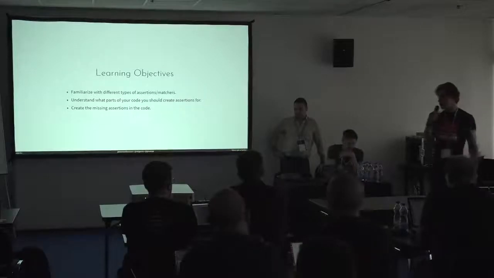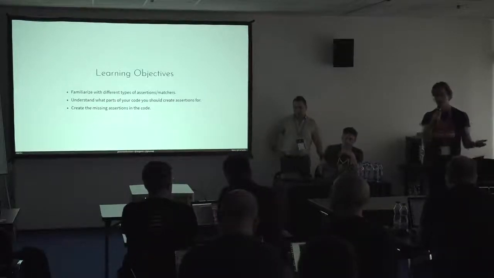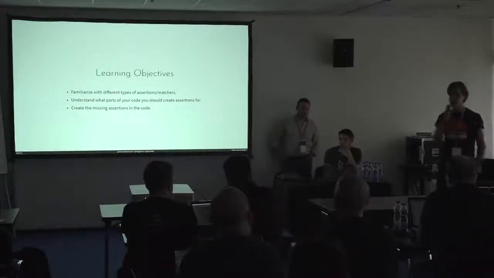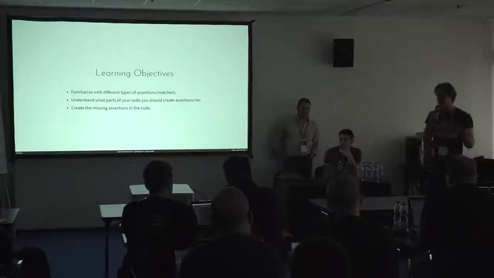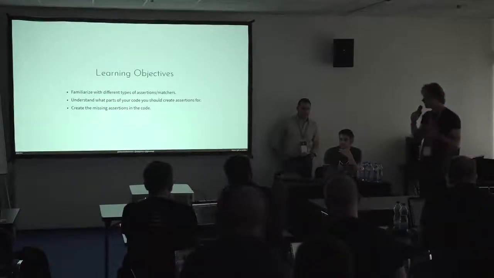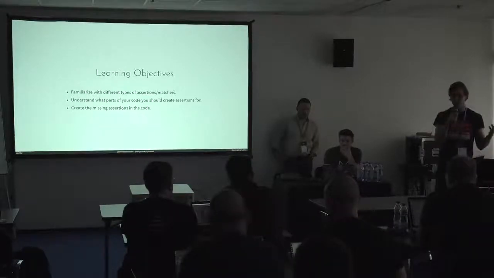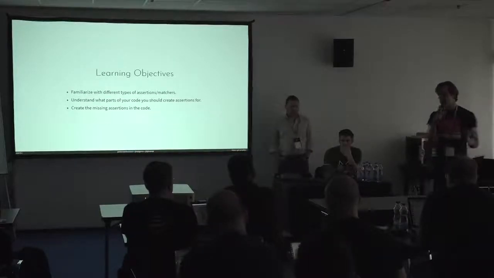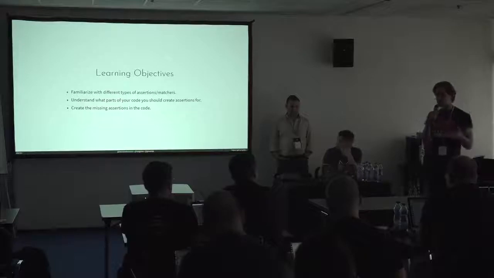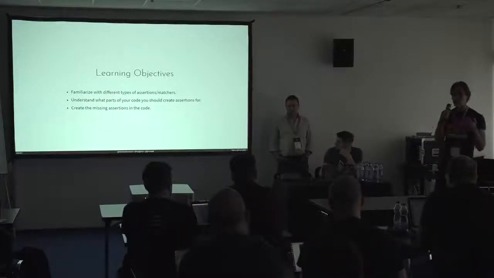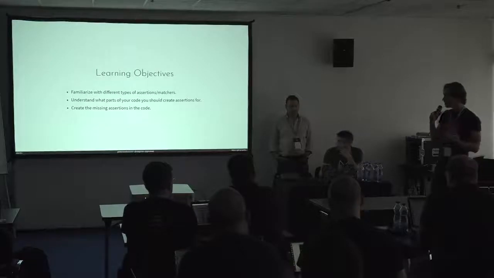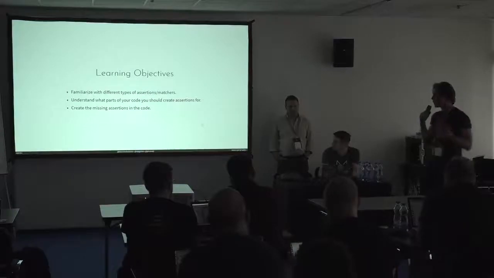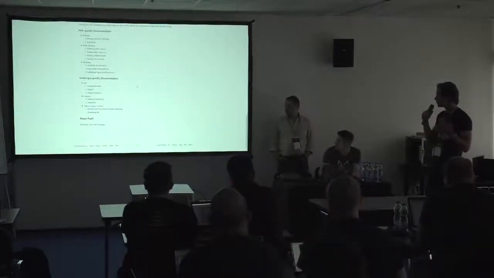Because that's the goal of an assertion: to make sure, for example, that if a method returns true or false, I expect this to be true. That's what the assertion means. There are various different types of assertions. You can test whether something is true or false, whether it's null, but you can even go to more complicated things like whether an array contains a specific key. So the goal here is to familiarize yourself with all these different types of assertions and to create the ones that are missing.